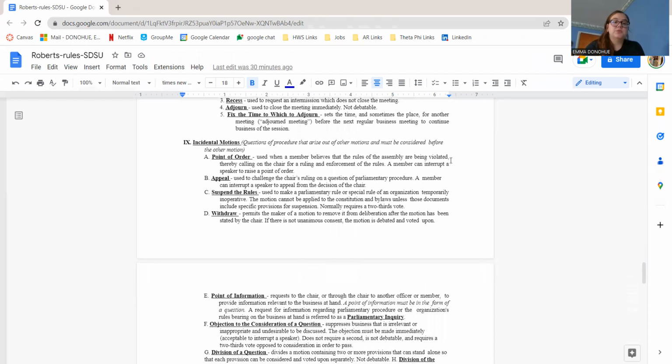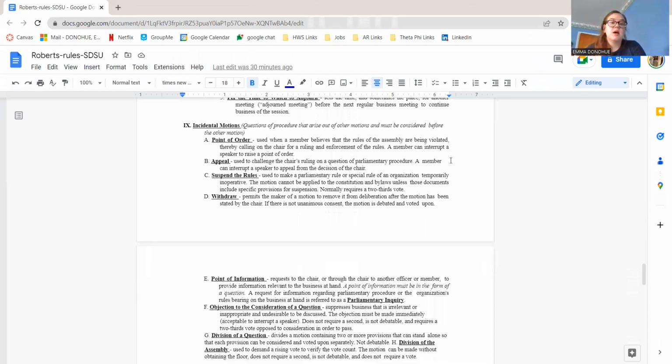Now we're going to go into some of the incidental motions, which are questions of procedure that arise out of other motions and must be considered before the other motion.